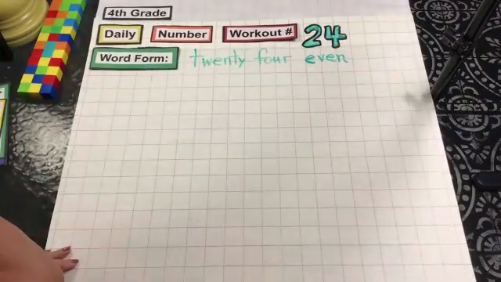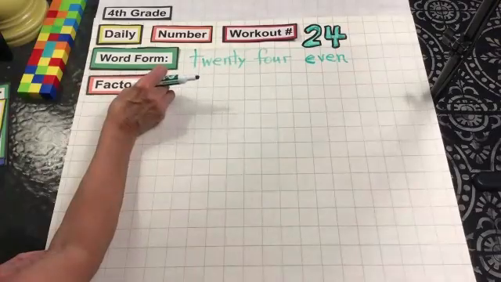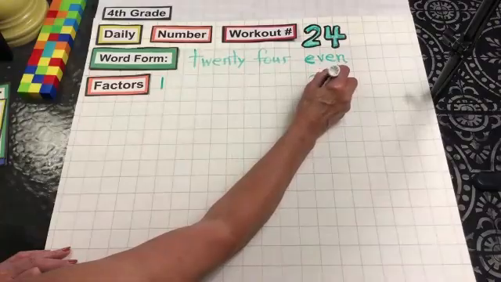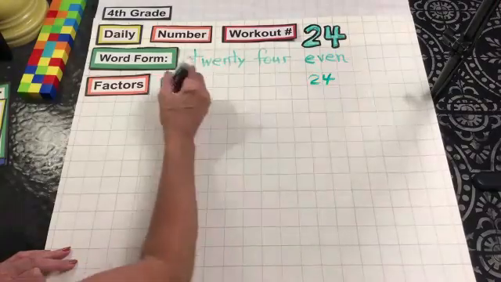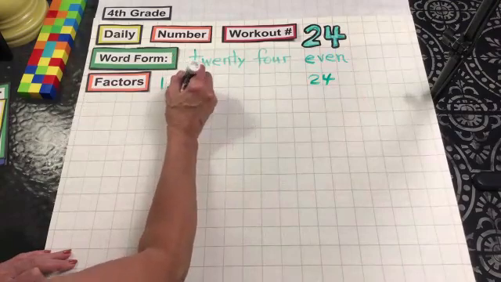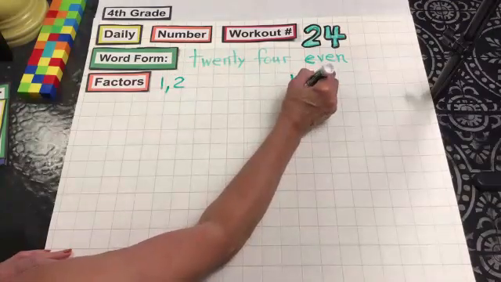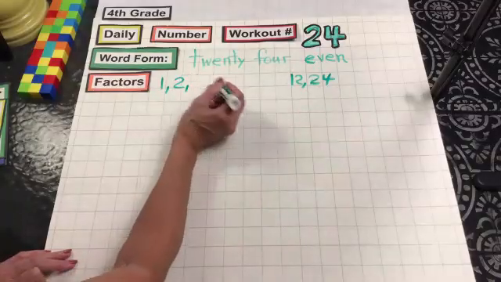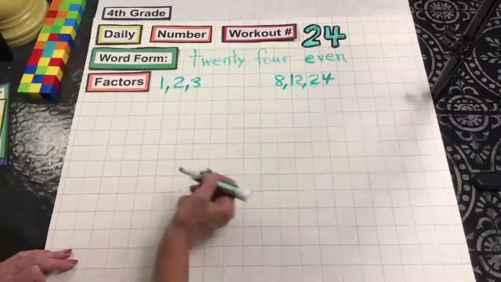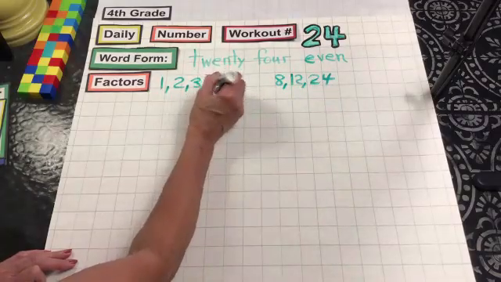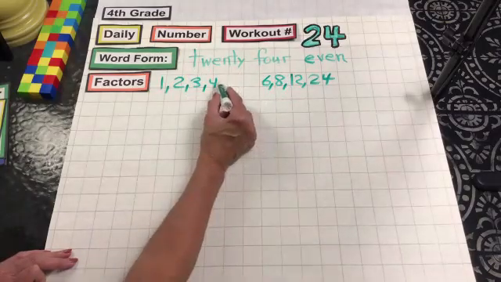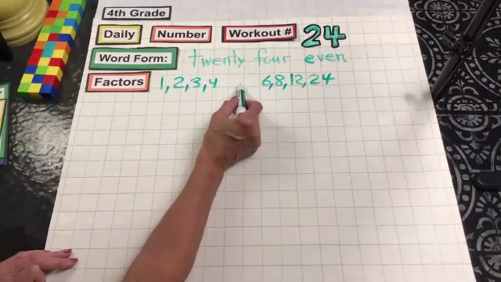All right, we're going to go for our factors here. So we have 1 times 24. Two goes in because it's even. 2 times 12 is 24. 3 goes in because 3 times 8 is 24. 4 goes in because 4 times 6 is 24. And then the only other number in between 4 and 6 is 5.